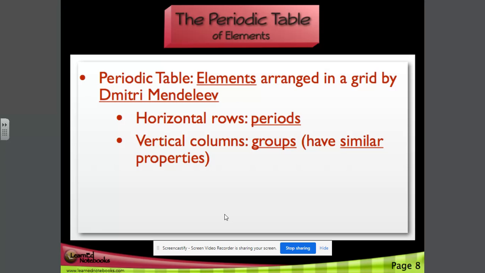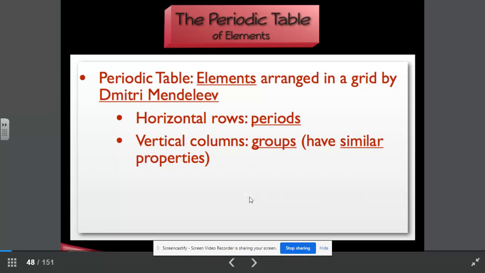On the periodic table, we have horizontal rows going across. We call those periods. There are 7 periods going across in the periodic table. We also have what we call groups. These are the vertical columns in the periodic table. We have 18 groups, and they are based on similar properties. So when an element is in the same group as another element, they're going to have something in common.